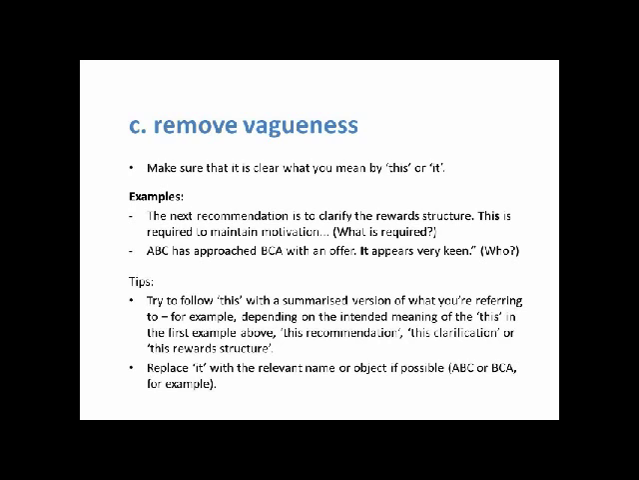So that's a really easy tip. ABC has approached BCA with an offer. BCA appears very keen. Yeah, it might be that we could get that it's BCA, but it's better just to be clear. And another example, which is the first there, is it, but you can also get that vagueness with this. So the next recommendation is to clarify the reward structure. This is required to maintain motivation.